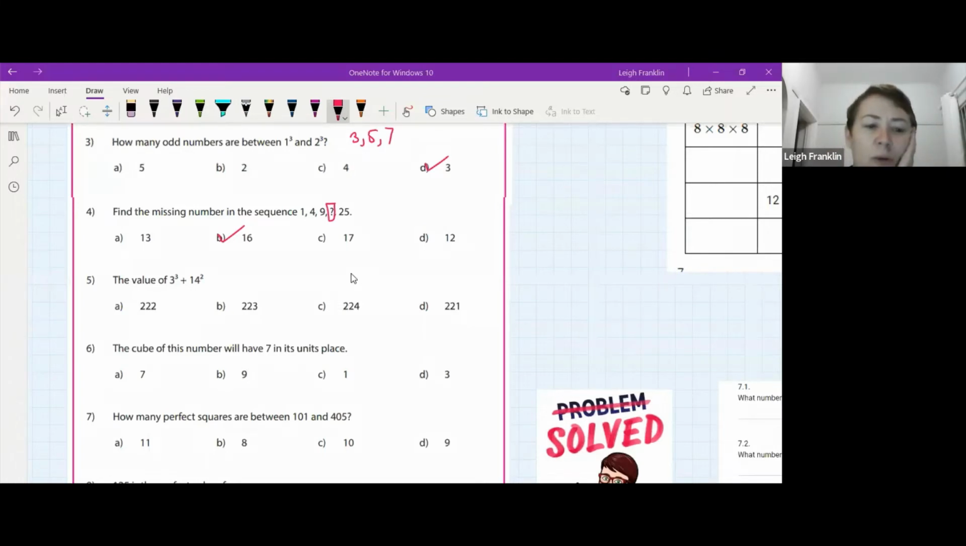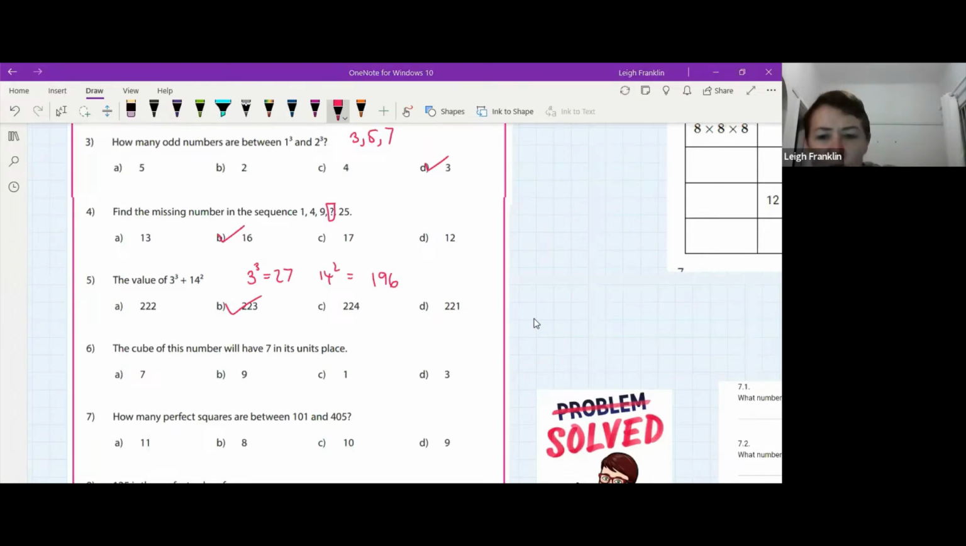Anati, what is the value of 3 cubed and 14 squared? 223. And what does 3 cubed mean, Anati? 27. Good. And 14 squared is? 196. Lovely. And then we added those two numbers together. Good. Well done, Anati. That's lovely.